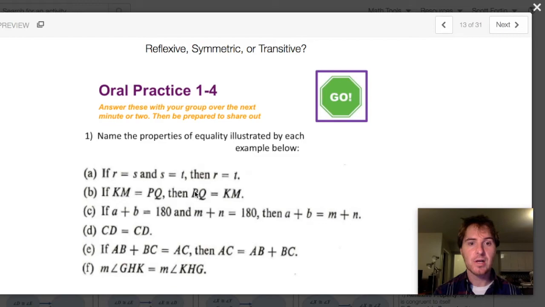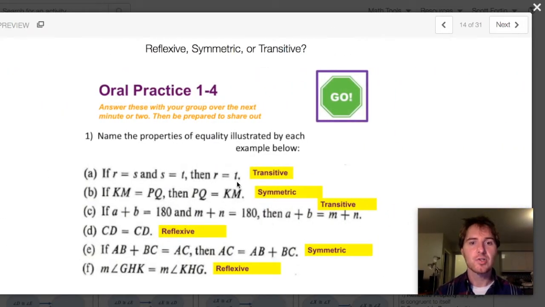This one looks like symmetric, huh? Let's see. Let's get the answers down. We'll just talk about them here. So I got the answers right there. Transitive right here, symmetric right here. Yes, transitive here. It's a little bit tougher here.